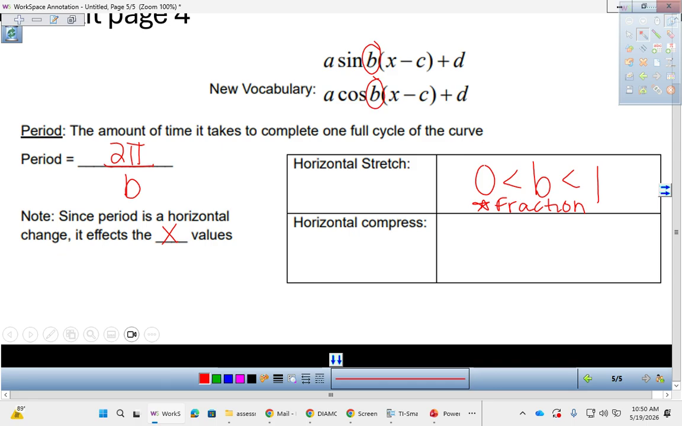So a compress is going to be when the b value is greater than 1, because what's going to happen is it's going to speed up the process, which is actually going to make the graph get skinnier. And the skinnier makes the period a little shorter. Hopefully it makes more sense when you see it visually in an example, all right? So let's just go into an example. These are the rules that you can memorize, but you don't have to memorize them, all right?